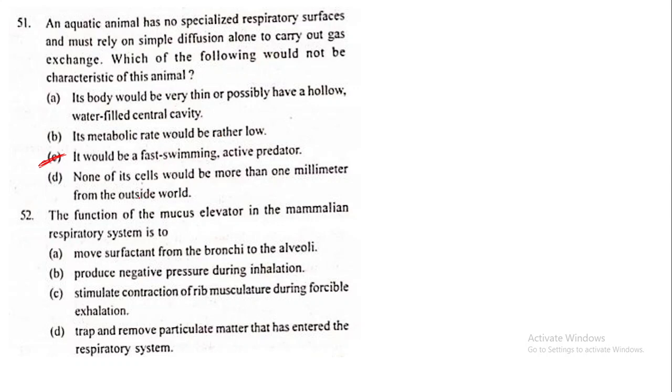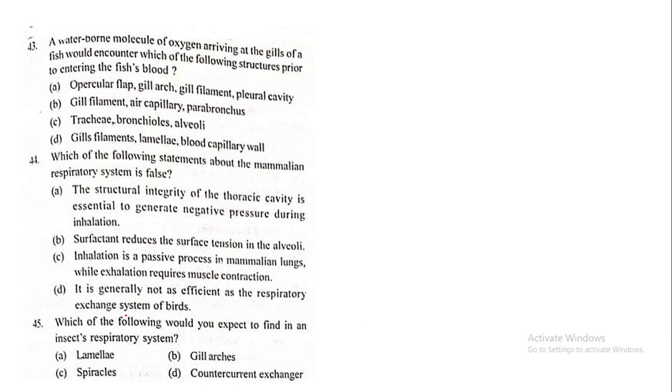The function of the mucus elevator in the mammalian respiratory system is to trap and remove particulate matter that has entered the respiratory system. It does not help in moving surfactant from the bronchi. It does not produce negative pressure on inhalation. It does not stimulate contraction of rib musculature. It has nothing to do with the above three options. I think this is a repeated one.